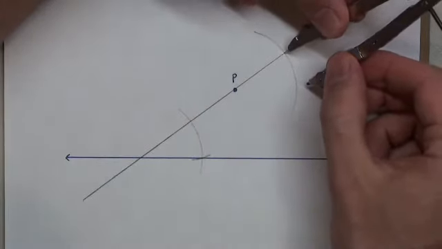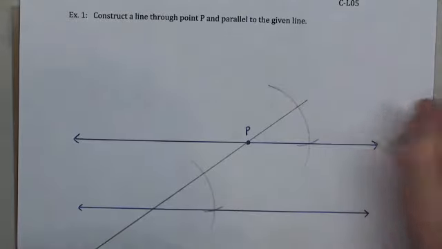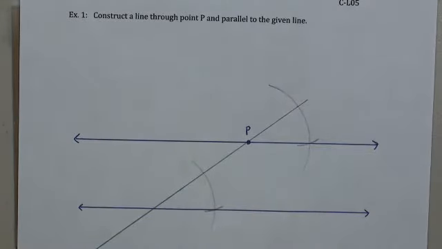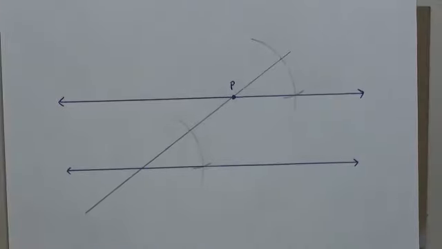Now I can draw my parallel line. It goes through this point and through this point right here. So I line that up, and there you have it. And that was done in pen because that's the final part of the construction.